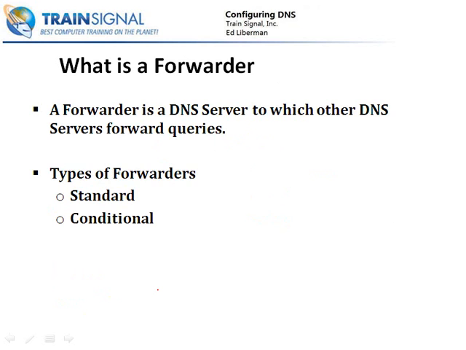So what is a forwarder? A forwarder is a DNS server to which other DNS servers forward queries. Now there are two different types of forwarders, and in actuality there's kind of a third kind here. I'm going to write it in here. If you can read my handwriting, the third one would be called root hints. We'll take a look at root hints when we go back and look at our server.